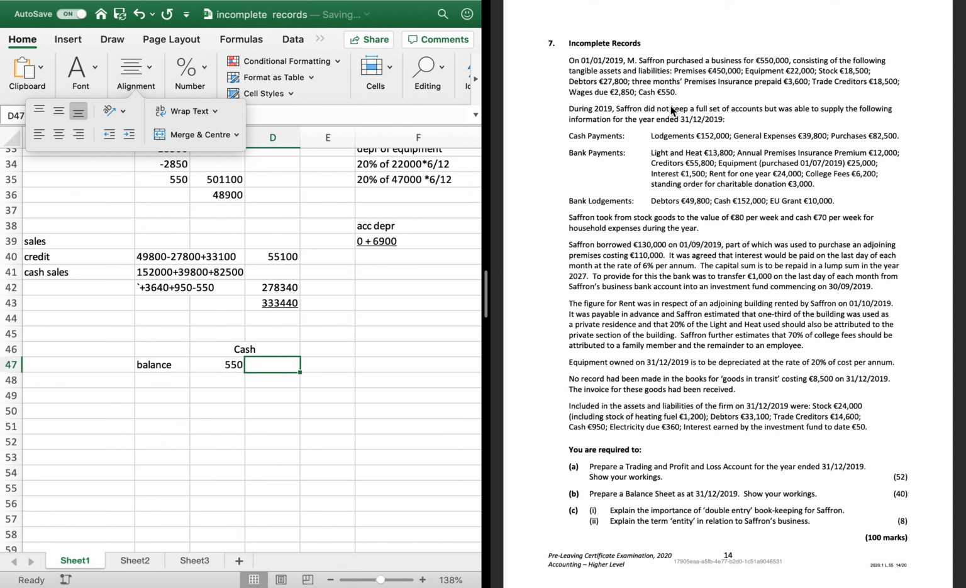So you would have had your lodgements 152. You would have had your general expenses of 39.8. You would have had your purchases of 82.5. These are all reducing your cash, so you're on the credit side. You would have had your drawings, which reduces your cash as well. So your drawings is 3,640.